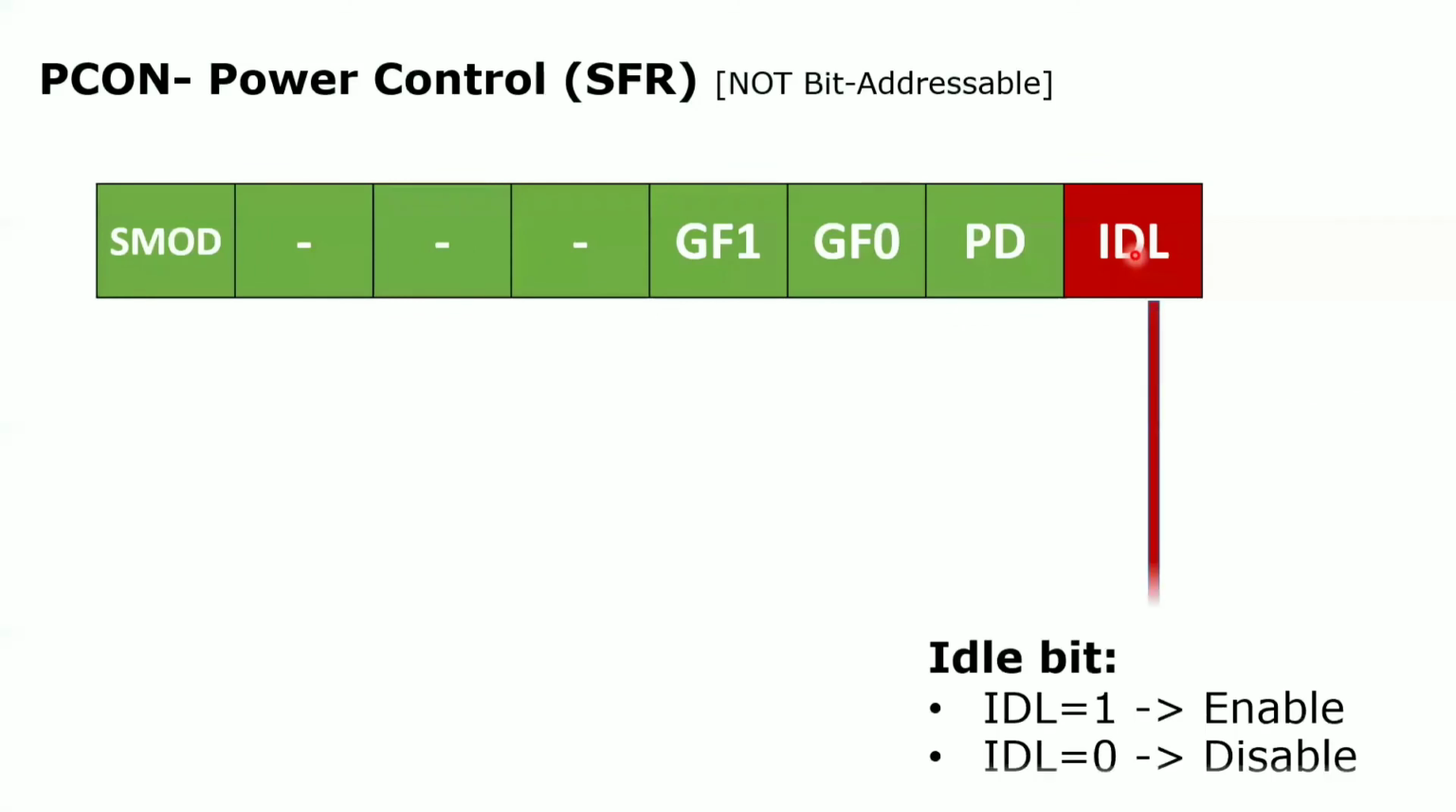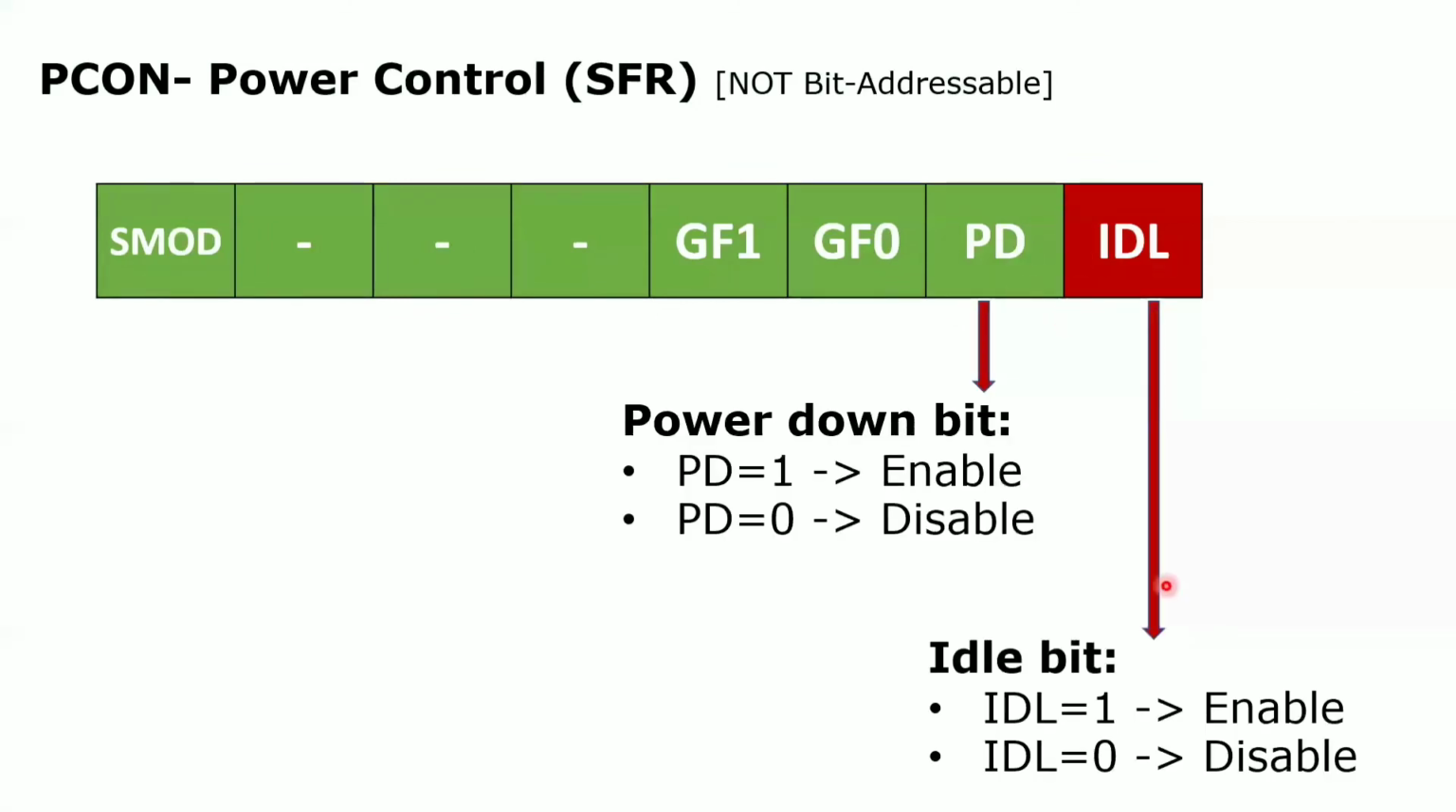Now look at these bits. The first one is IDL, and then PD. Whenever IDL is set to 1, your microcontroller enters idle mode, and if it is 0, it will not enter idle mode. And whenever PD equals 1, which is your power down bit, your 8051 microcontroller will enter power down mode. Whenever it is 0, it will not enter.